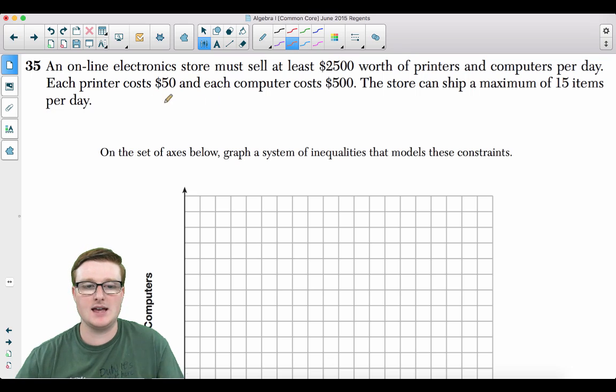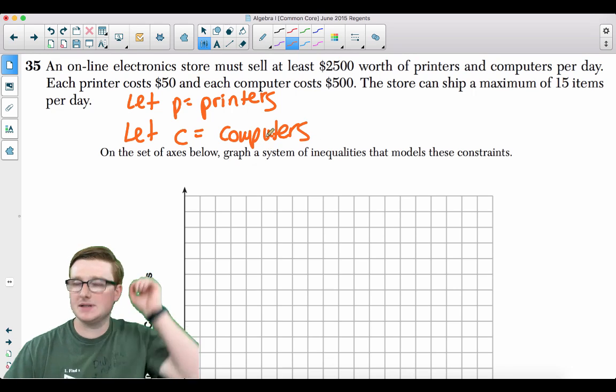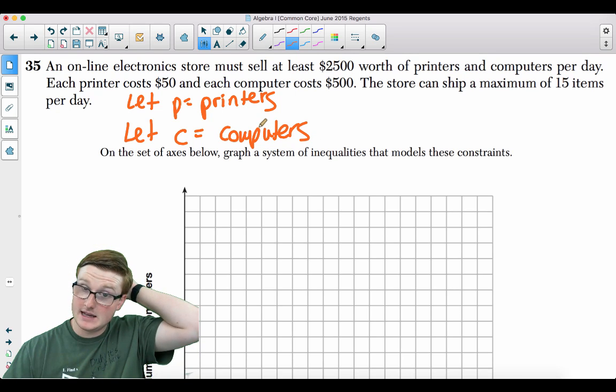So the first thing that I'm going to say is I'm going to let P equal printers, and I'm going to let C equal computers. And now I'm going to set up a system of inequalities.